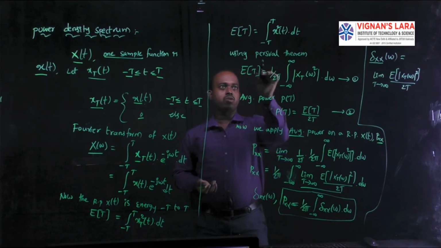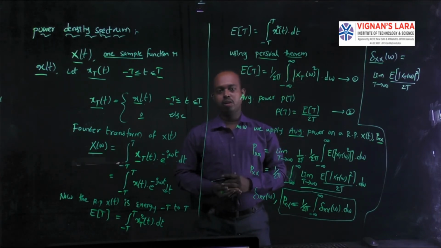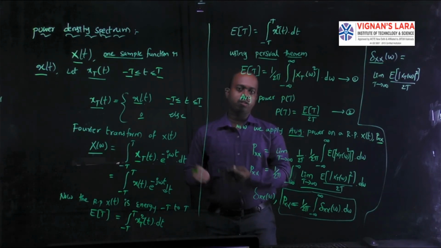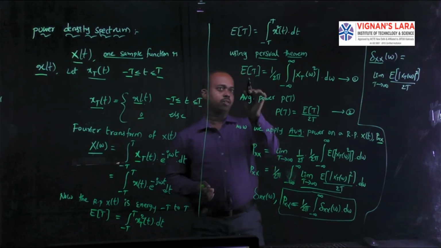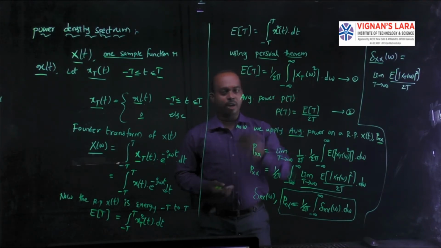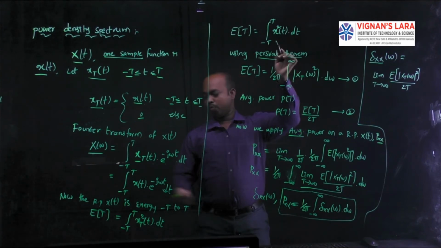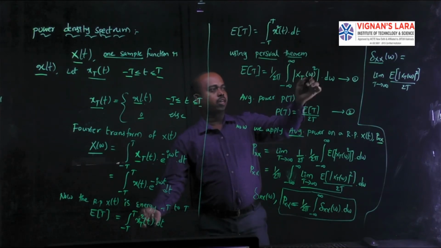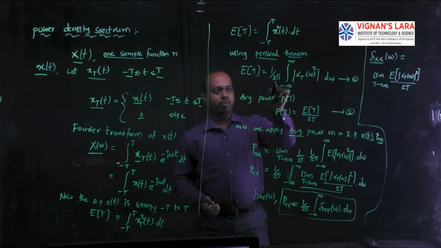For that, I have to use the Parseval theorem. Parseval theorem says that any function can be represented in its frequency domain. According to that, the energy function is 1 by 2 pi, represented in the omega domain, with omega from minus infinity to plus infinity, of X_T of omega square into d omega. Only the function changes into omega, and we take the inverse, which is 1 by 2 pi.